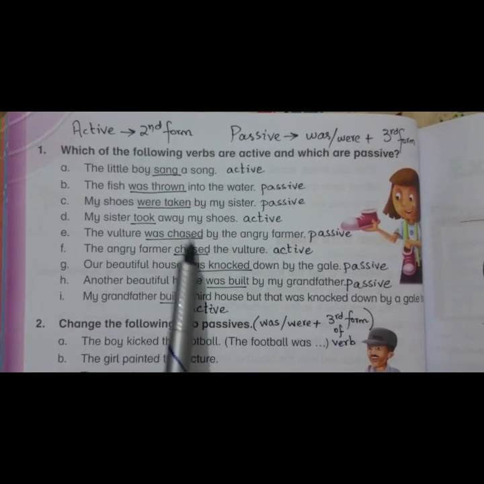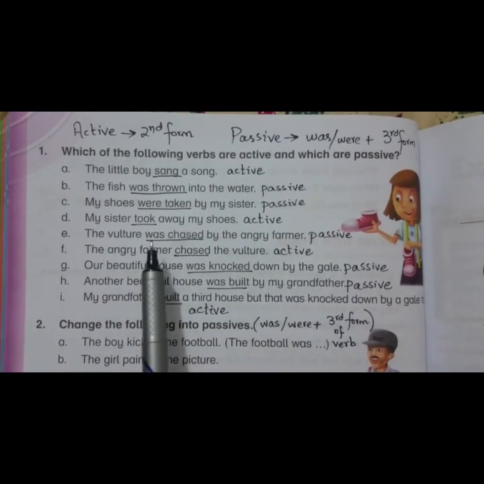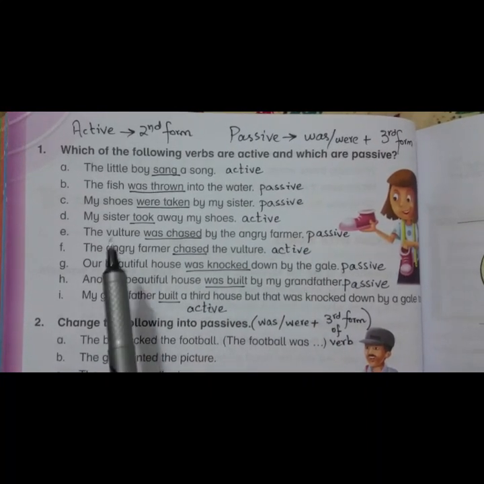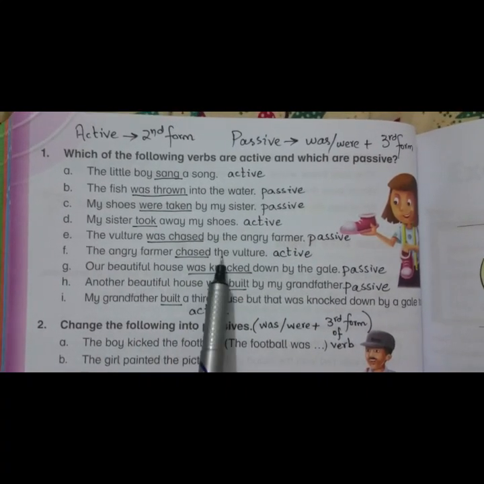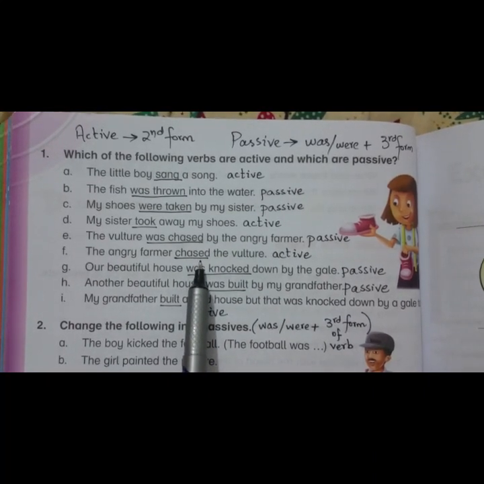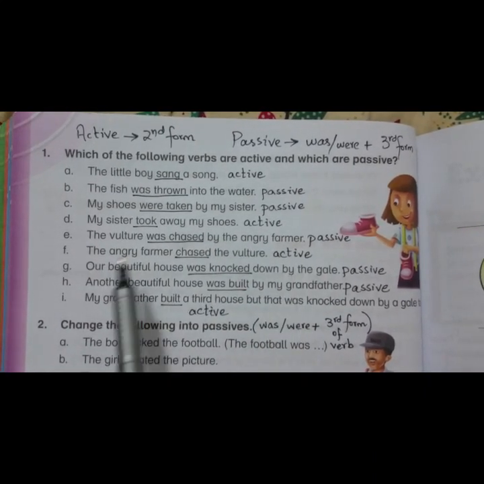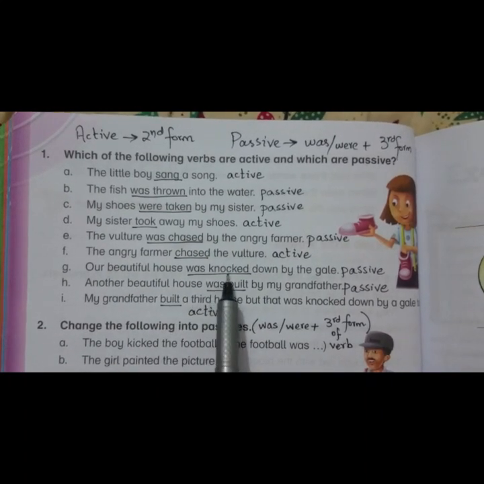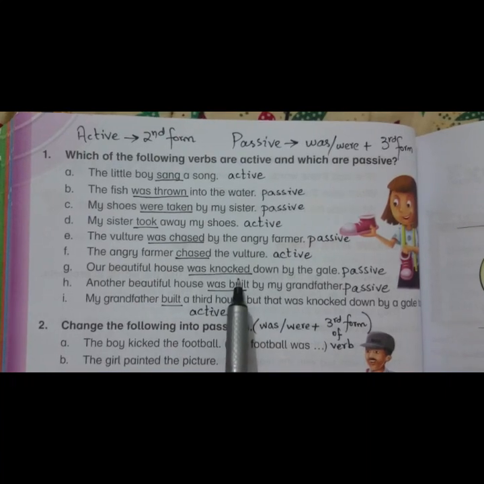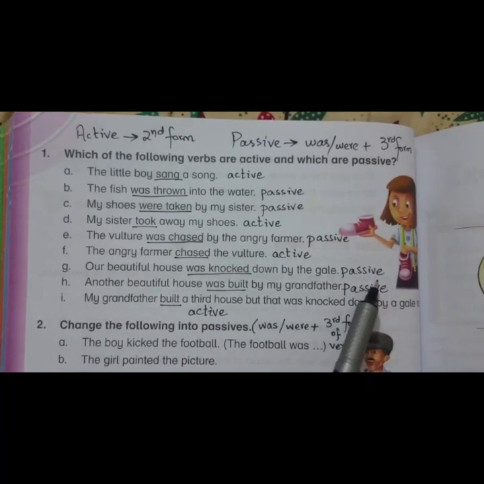The vulture was chased by the angry farmer. Was chased is the verb, and what kind of verb is it? It's passive. The angry farmer chased the vulture. Chased. It is a verb, and as it is used as the second form of verb, it is active. One beautiful house was knocked down by the gale. Was knocked is used as a passive.